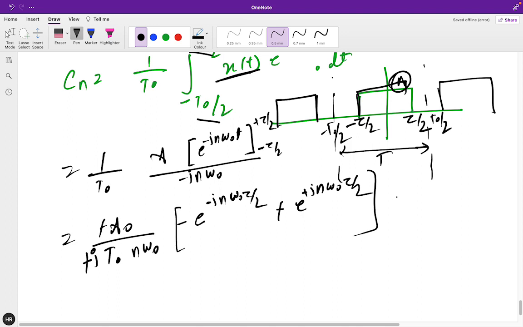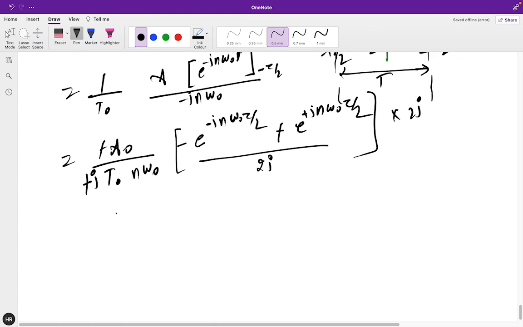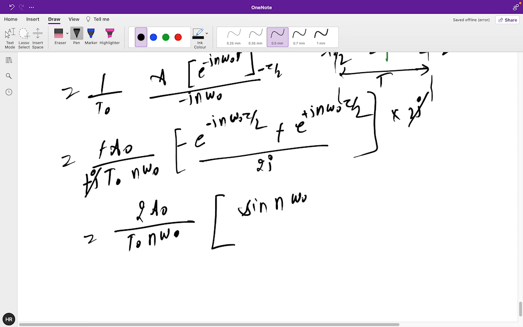Okay, clear. Now if I multiply 2j downside and 2j upside, this becomes sine, correct, and this j will get cancelled out. So we are getting 2 a naught over t naught n omega naught, and here we are getting sine n omega naught tau by 2.